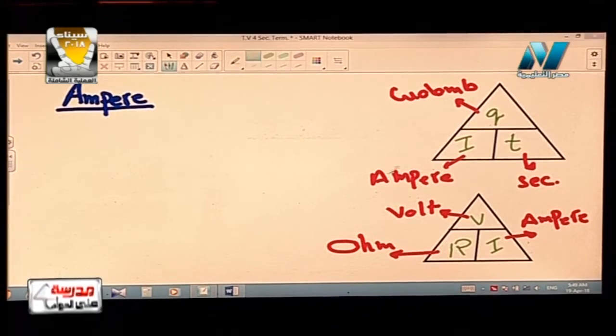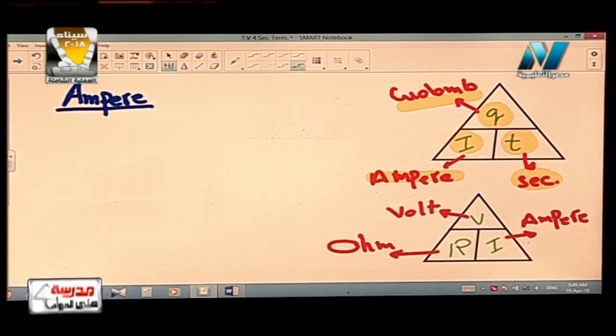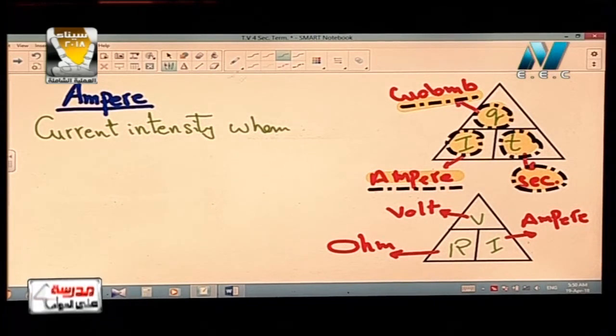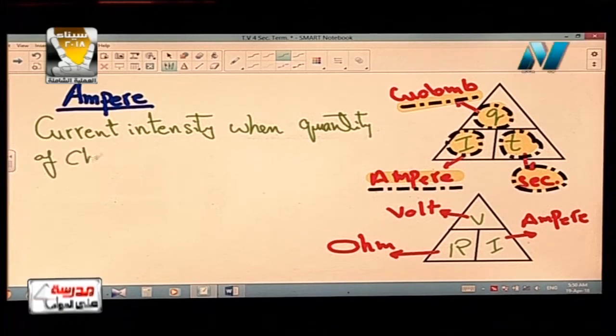Here we can define ampere as the current intensity when the quantity of charge equals 1 coulomb through time equal 1 second. Again, if we have a definition to define ampere: it is the current intensity when the quantity of charge equals 1 coulomb and time equals 1 second. Can I say it like this? Let's write it together. So ampere is the electric current intensity when the quantity of charge, and we know quantity of charge is a measuring unit, equals what?